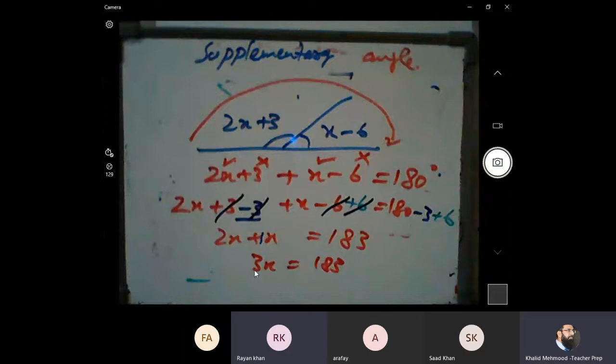Now we'll remove this number because we don't need it. We remove it not by minus, because it's multiplying. To cancel it, we will divide by 3, and to keep it balanced, we do the same 3 on the other side. Three sixes are 18, three ones are 3, so this gives us 61. So x is equal to 61 degrees.